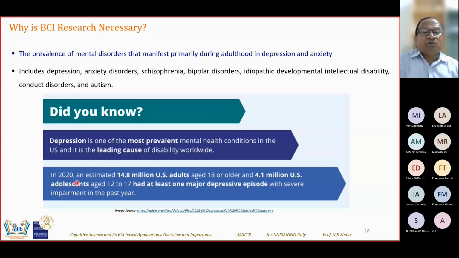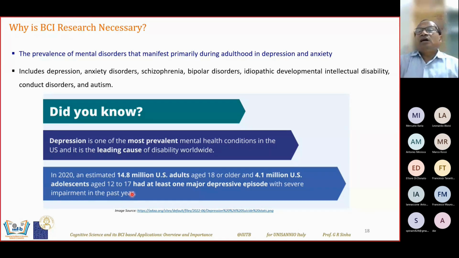In 2020 there was a survey and an estimation. It estimated 14.8 million US adults. 14.8 million is not a small population, and that is in the US itself. So 14.8 million US adults aged 18 or older, and 4.1 million US adolescents aged between 12 and 17. This is also an interesting thing. Look at the data: 4.1 million had at least one major depressive episode with severe impairment in the past year.